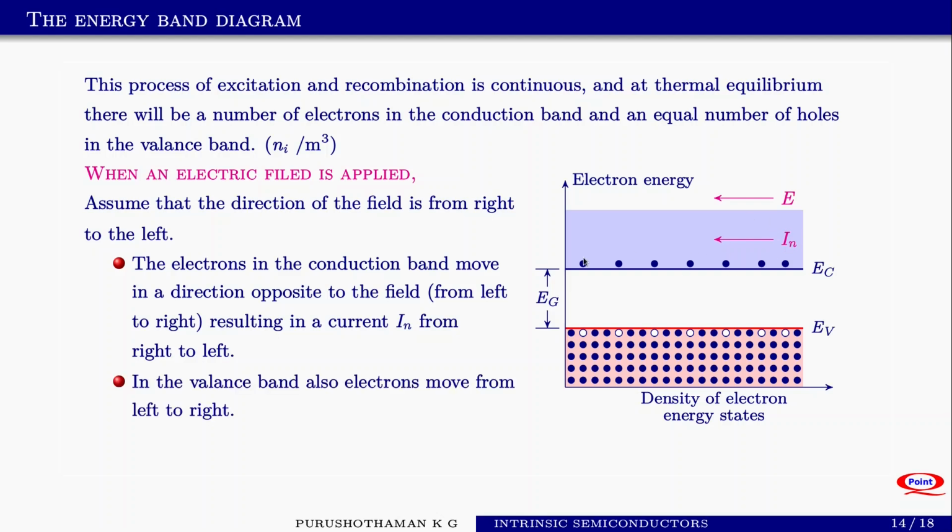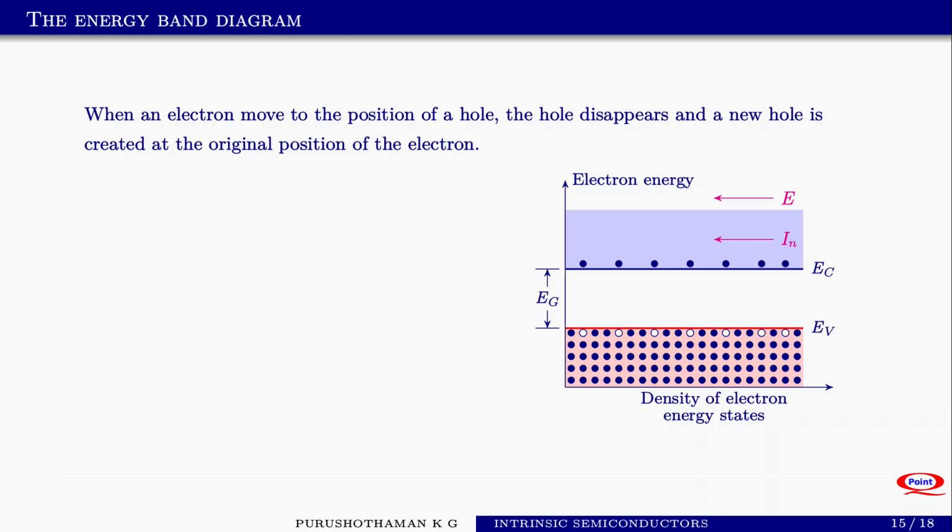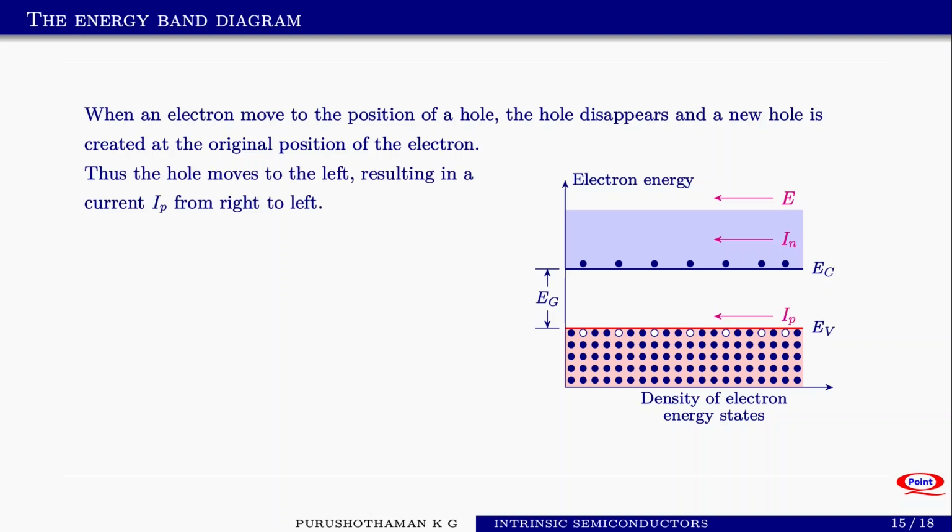Now in the valence band also, electrons move from left to right. An electron can move from one position to a vacant position, that is, to a hole. So when an electron moves towards the right, it appears that the holes are moving towards the left. Electrons can move only to a vacant space, that is, to a hole, because all other allowed energy states are filled. So when an electron moves to the position of a hole, the hole disappears and a new hole is created at the original position of the electron. Thus the hole moves to the left, resulting in a current Ip from right to left, as shown here.